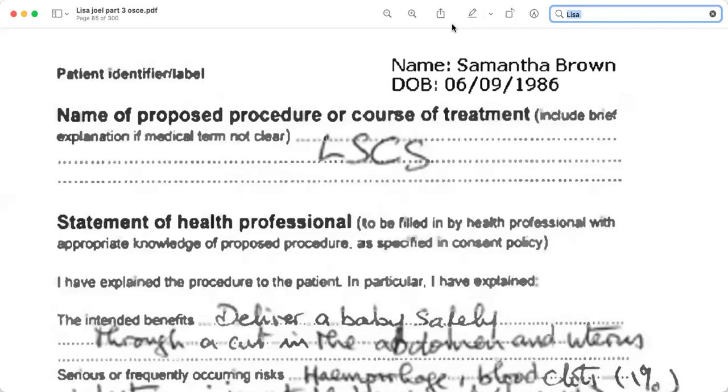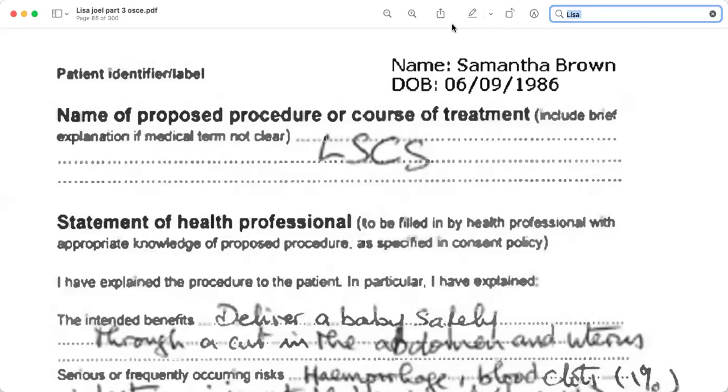Then I can see that you have written very well what the intended benefit is. Very well done that you have written in a simple language, which is clearly understandable, that it's to deliver a baby safely through a cut in the abdomen and the uterus. Very nice. Again, Rabaa, when we fill the consent form, we should avoid terms like uterus. We should use language which is understandable by the patient, because the top copy will be given to the patient so that she may understand it fully.